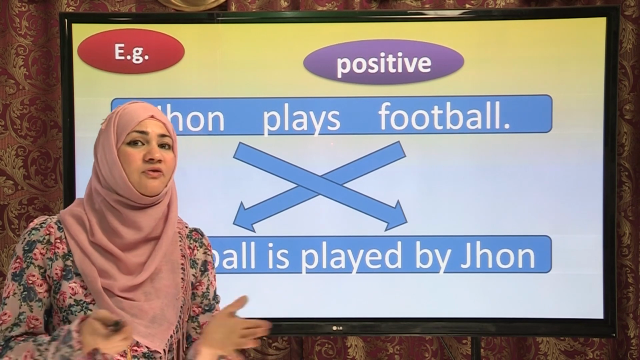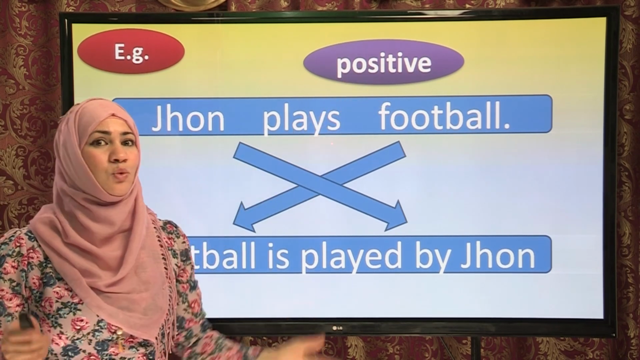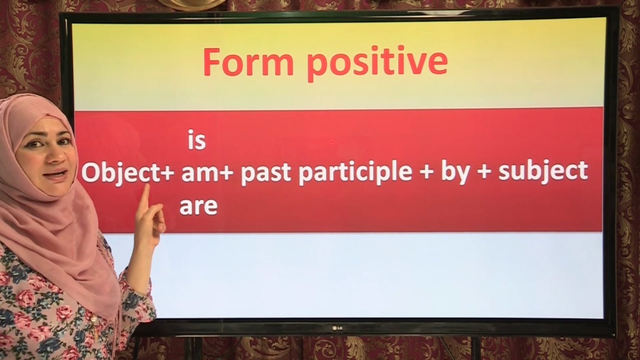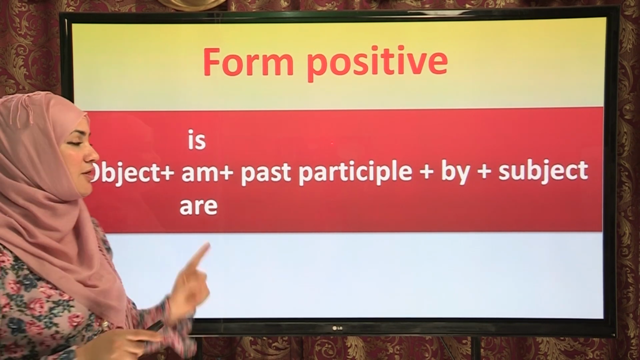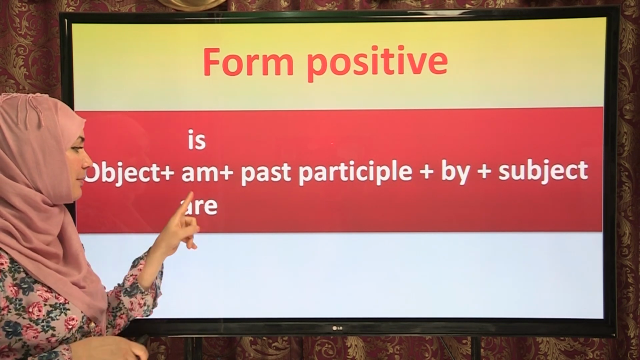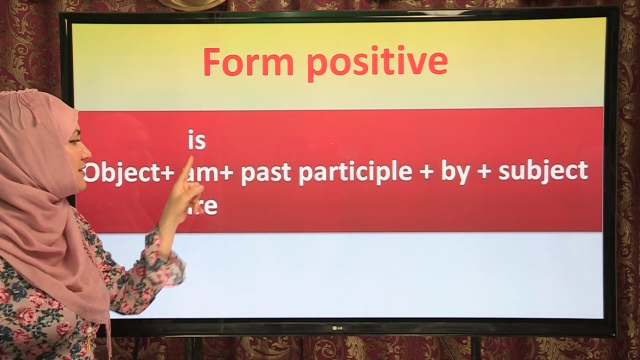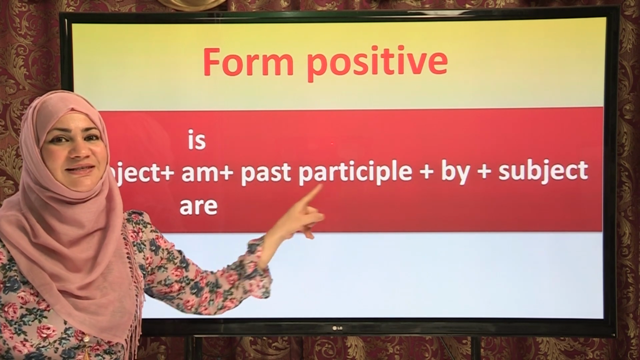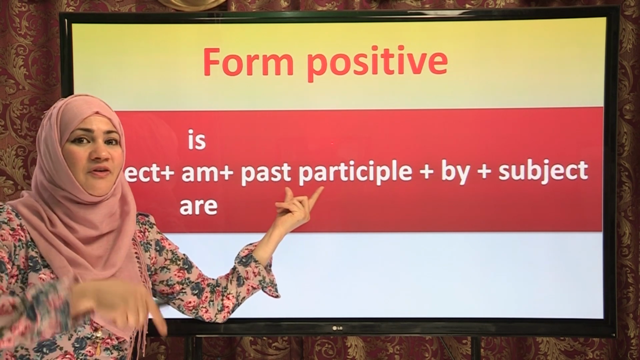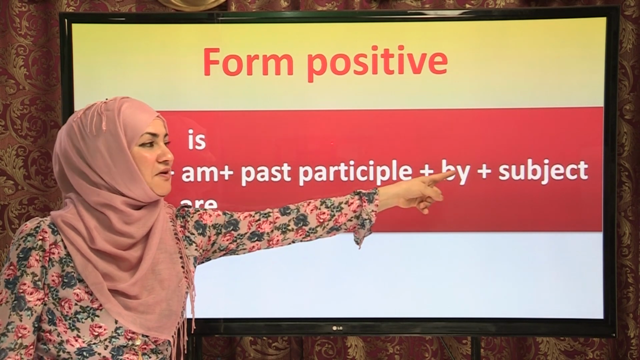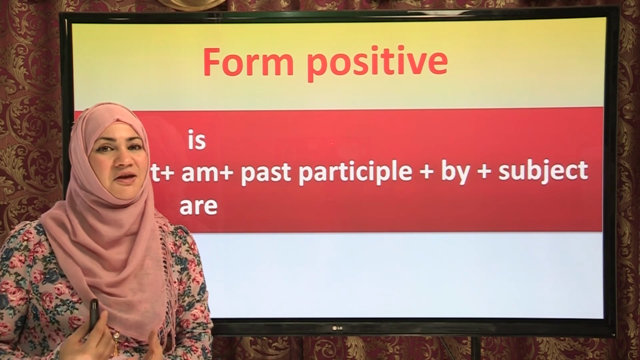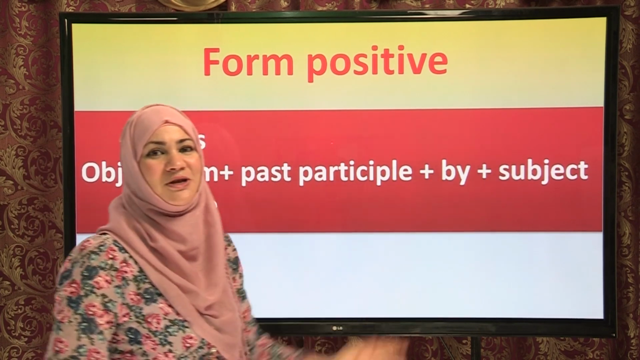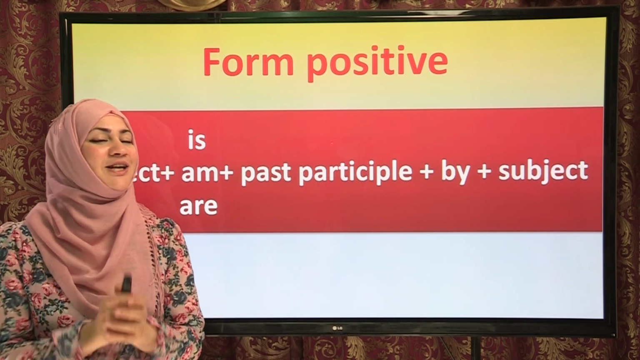So the form in present passive positive will be: object plus is or are, is if the object is singular, are if it is plural, plus the past participle of the verb which is in the sentence, plus by, plus subject. Like we have just seen in our previous example: football is played by Karim or by John. Okay? So we move to the next point.